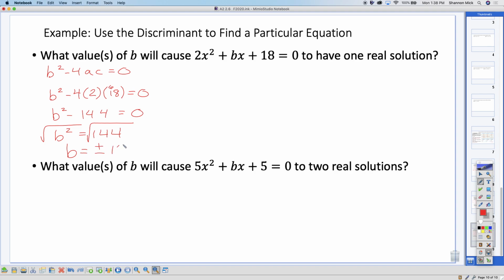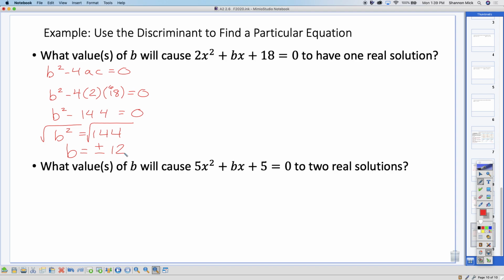Oh, okay. 12 is wrong, correct? Yes. 12 is wrong. It should be plus or minus. Square root. Yes. So positive or negative 12, that's where this is going to have one real solution if I put positive or negative 12 in for that b. That's what it says.